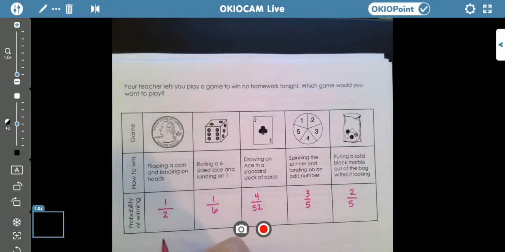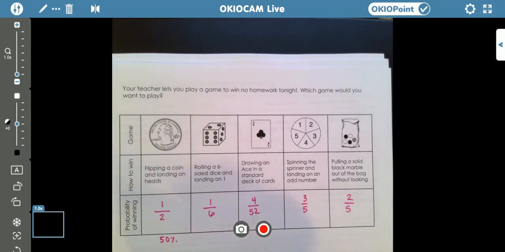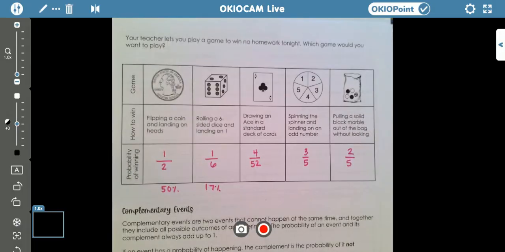So 1/2, we know that's 50%. 1/6, I'll help you out, is 17%. 4 out of 52 is 8%. 3/5 is 60%, and 2/5 is 40%. So which game would we want to play? Well, this one, it's got our greatest probability of winning.